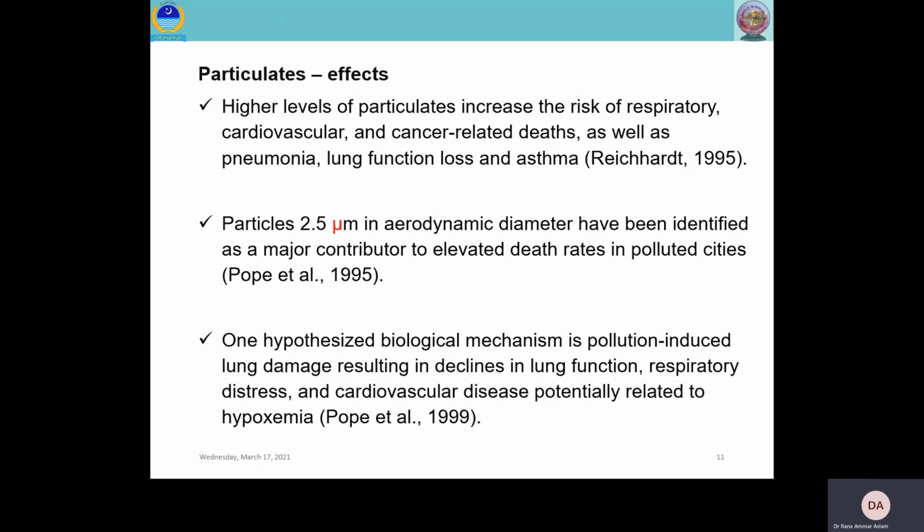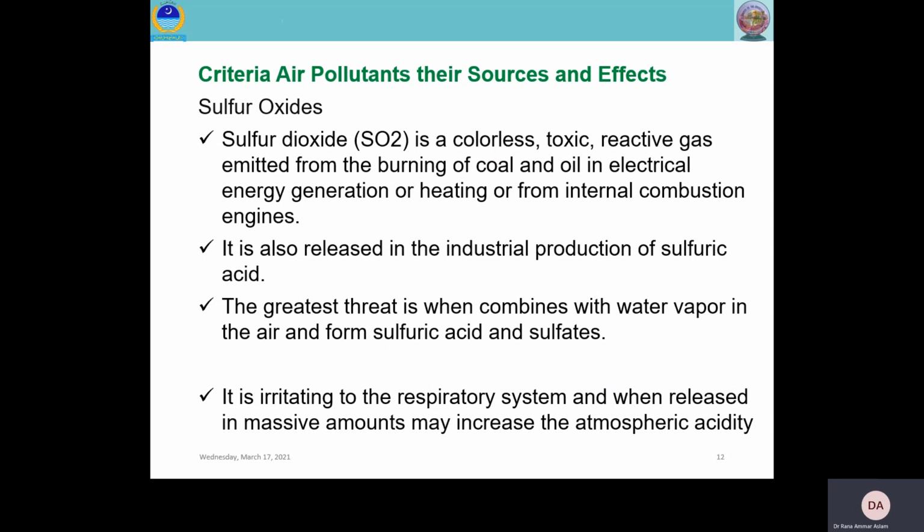So, various scientific studies have linked particulate pollution exposure to a variety of problems, including non-fatal heart attacks, irregular heartbeat, premature death in people with heart or lung disease, asthma problems, and decreased lung function, right? So these are some of the problems that are associated with these matters, right? So the next pollutant is sulfur dioxide.